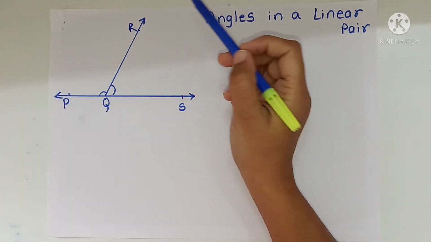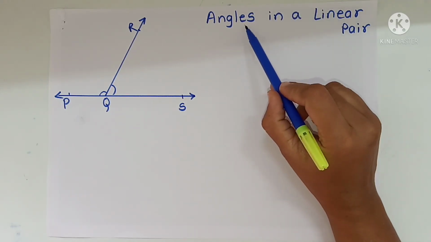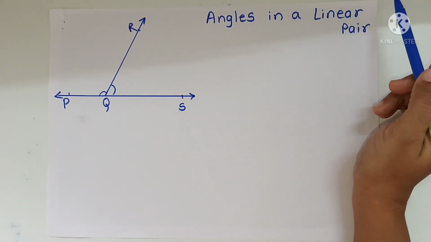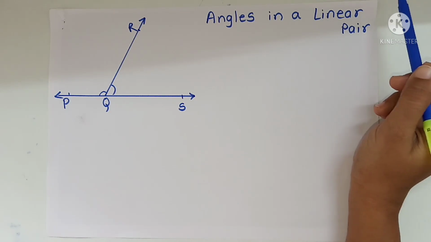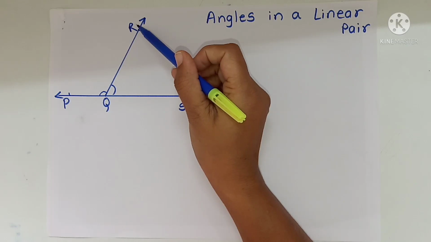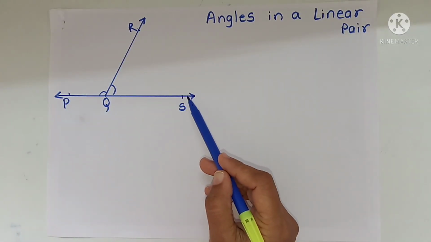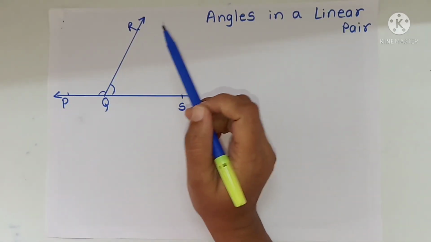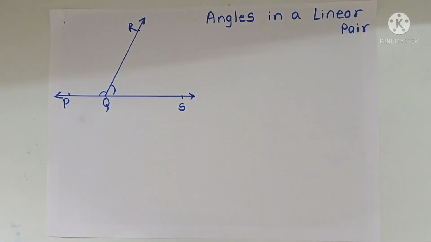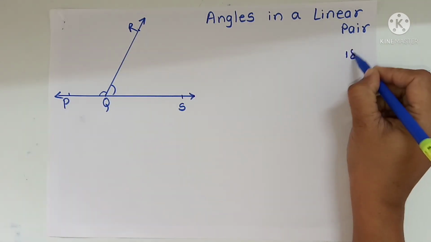I have drawn here a figure. Now we are going to learn a new concept, angles in a linear pair. Here the angles PQR and RQS are adjacent angles. We have learned adjacent angles, and they are also supplementary angles because the sum of the measures of both these angles is 180 degrees.